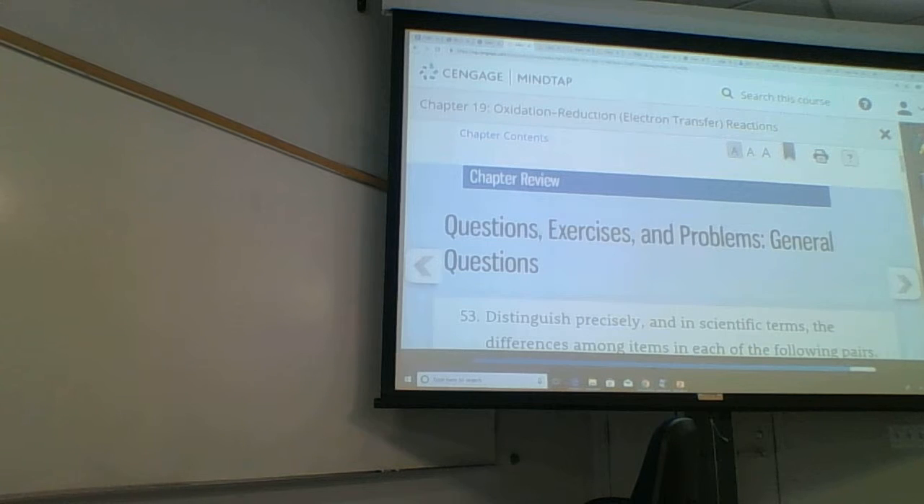There was single replacement and acid base is not redox. Acid base is, the oxidation states in acid base reactions don't change. So it's not redox. We're just focusing on redox for this test.